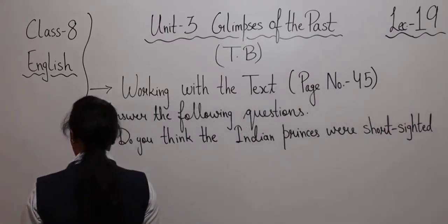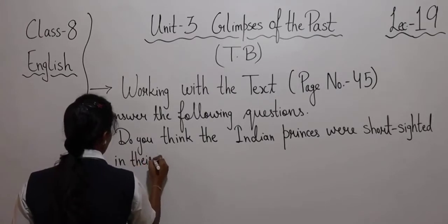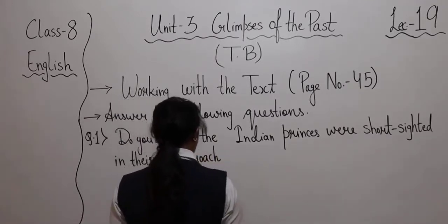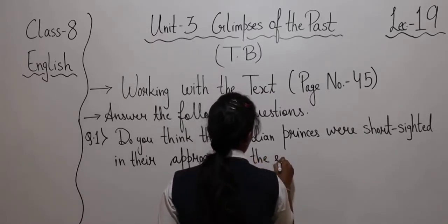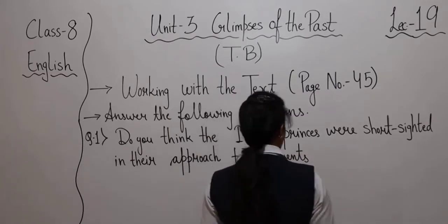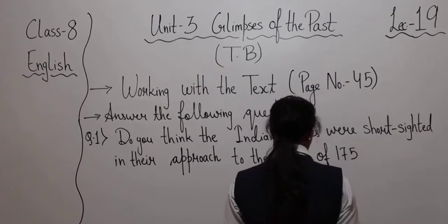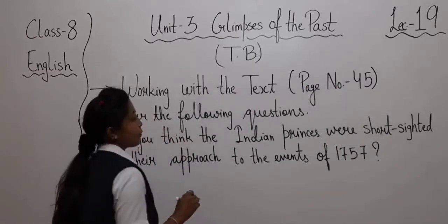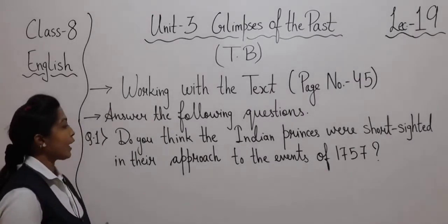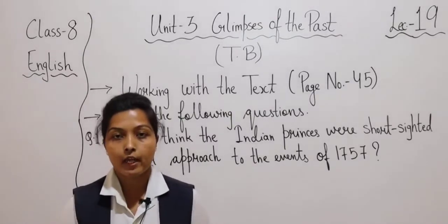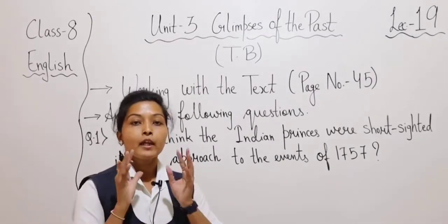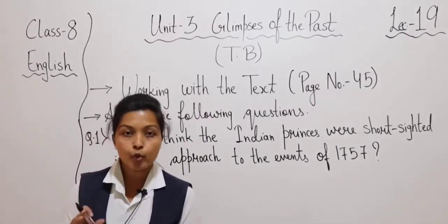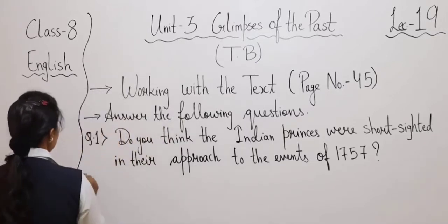Yes, short-sighted in their approach to the events of 1757. So the question is, do you think the Indian princes were short-sighted in their approach to the events of 1757? The events of 1757, they are not thinking far about that particular event. Yes, short-sighted. Do you think so? It is like that. So write down answer 1.